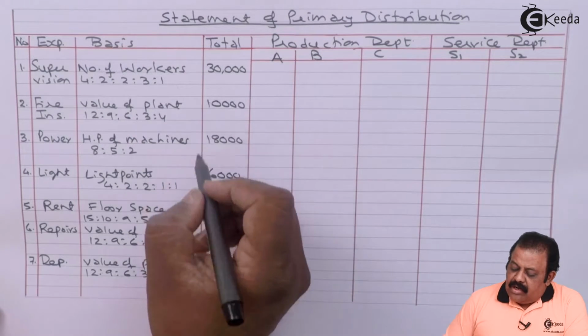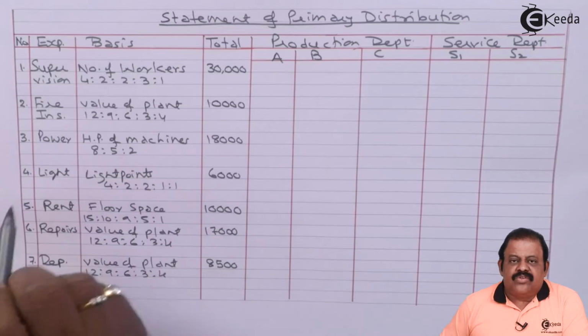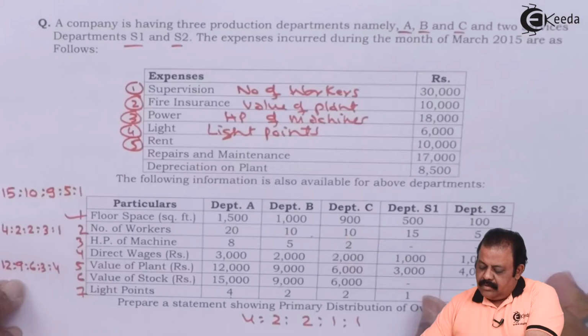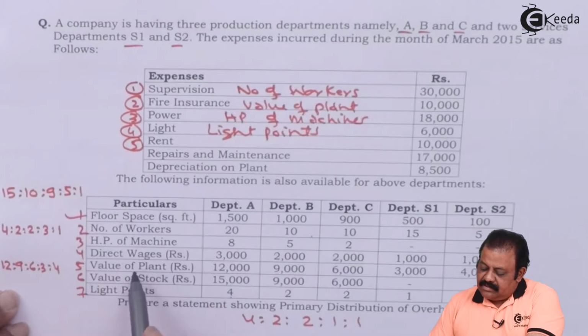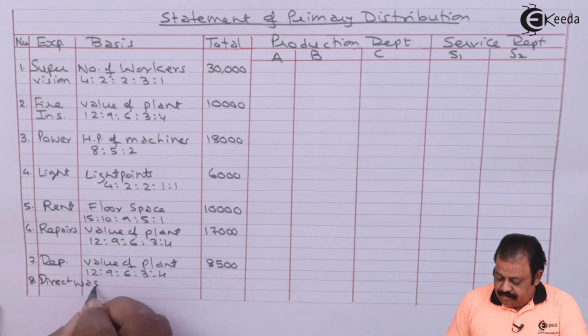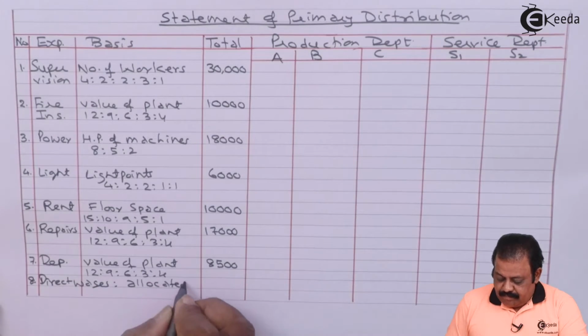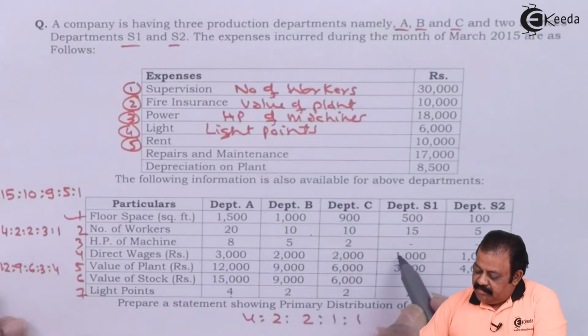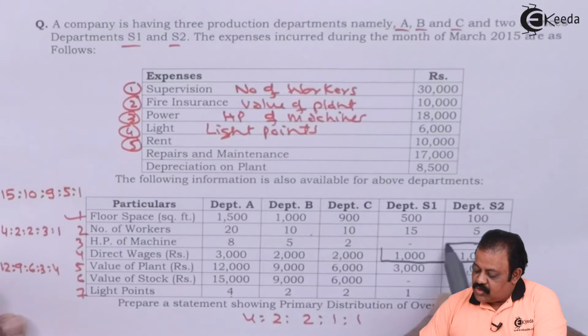So we have recorded all expenses, we have considered all ratios. Let us divide them in various departments. Here they have given direct wages, which is already allocated. We are required to consider only service departments, where wages paid will be considered as overheads.